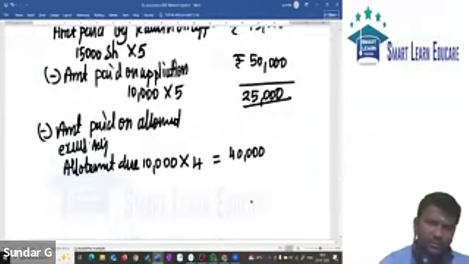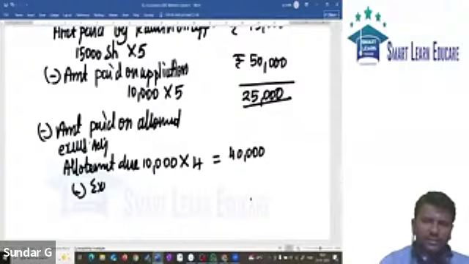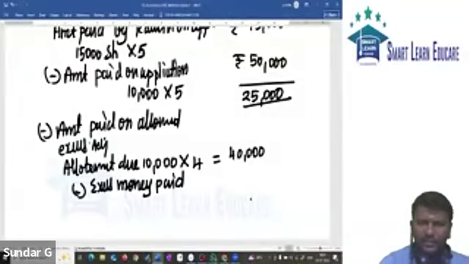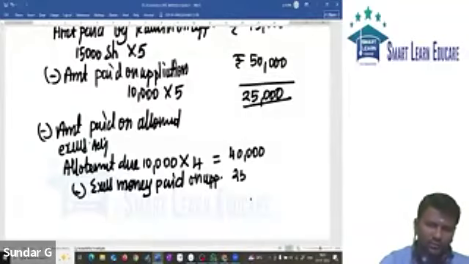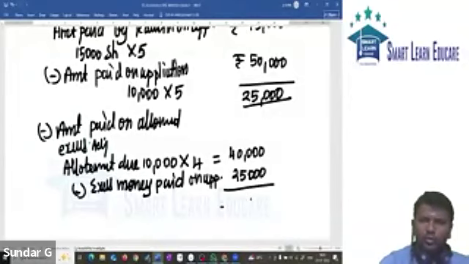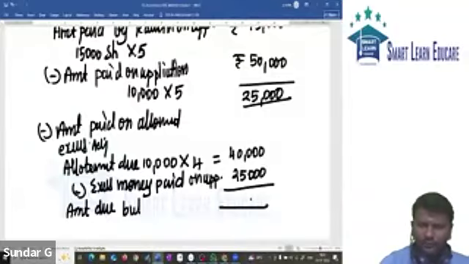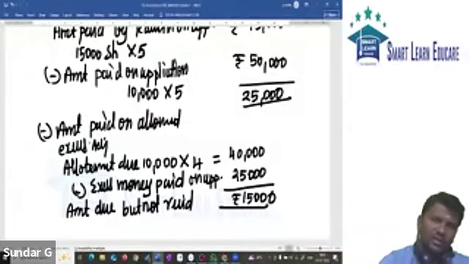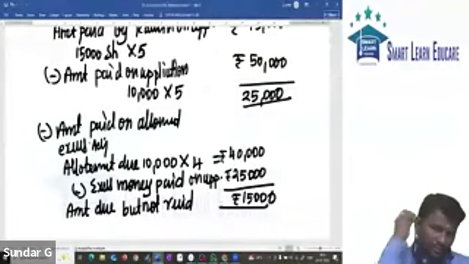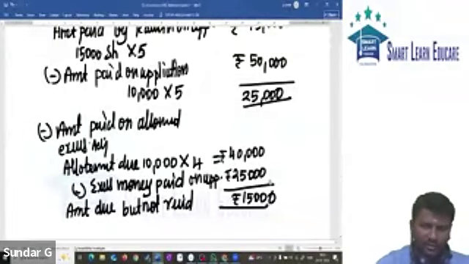Less excess money paid on application, because we have pro rata allotment. How much is the amount? 25,000. So the amount due but not received, how much is it? Rupees 15,000. This is the amount of calls in arrears.